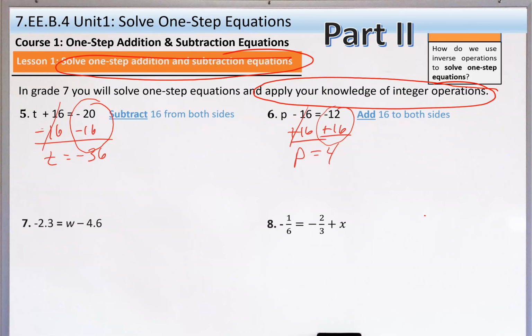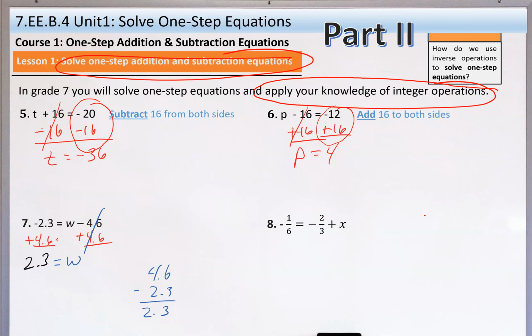Number 7, negative 2 and 3/10 equals some number w minus 4 6/10. I'm going to add 4 6/10 to both sides. Now the same concept works with whole numbers, with integers, as it does with decimals. I am more positive, so I subtract. My answer is positive 2 3/10.